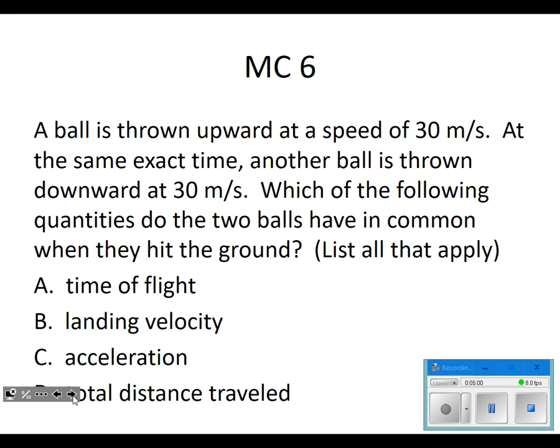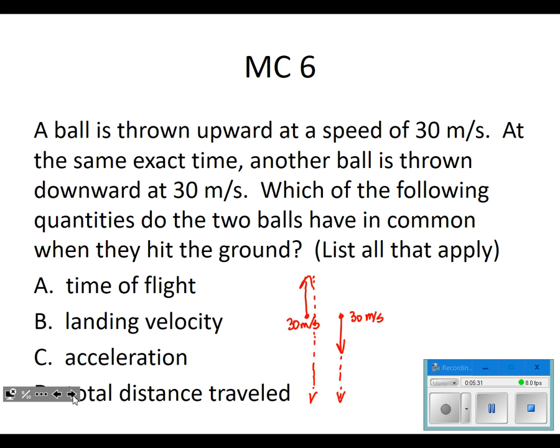A ball is thrown upwards with a speed of 30 meters per second. So we're going to say 30 meters per second right here. At the same time, a ball is thrown downwards at 30 meters per second. Okay, notice they're thrown from the same height. Which of the following quantities is true? Well, this ball has to go up and then it has to come back down. This ball would just come back down.